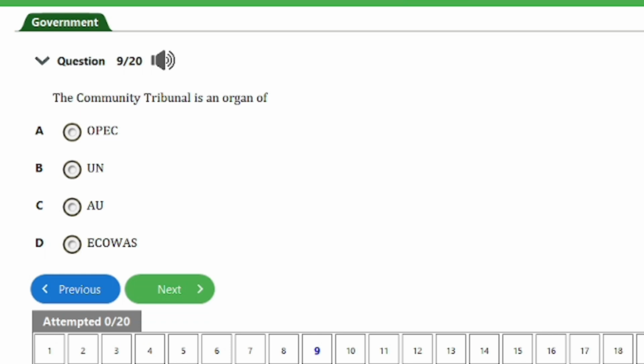We have here question number 10 of 20. It says, the first Pan-African conference was held in A. New York, B. London, C. Brussels, D. Paris. So guys, the answer to this question is option B, that's London. So that's it for this question. So let's head on to the next one, guys.